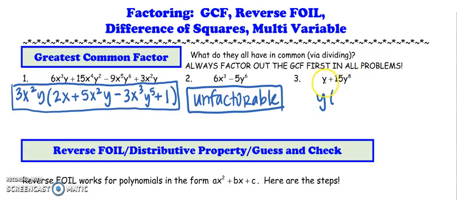So we'll pull that out of here. Now, y divided by y is 1. There's where people make their mistake. You should always get the same thing when you multiply back in. 15y to the 8th, take out a y, 15y to the 7th.